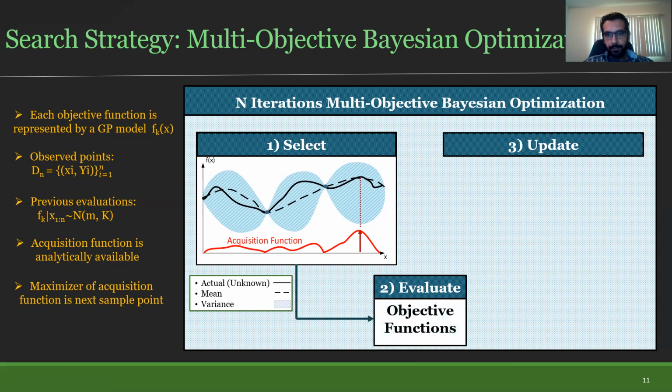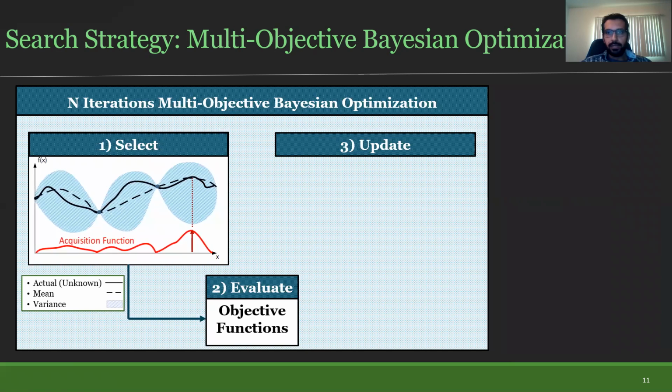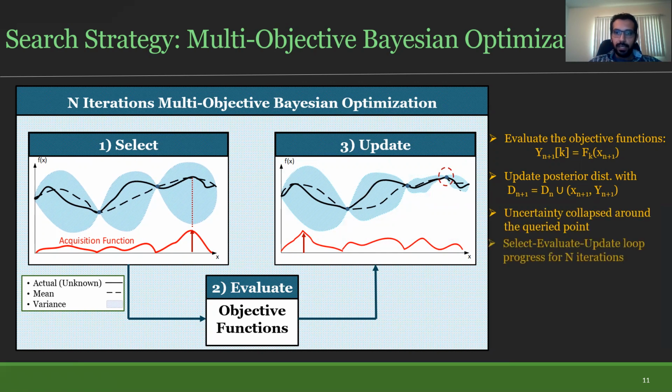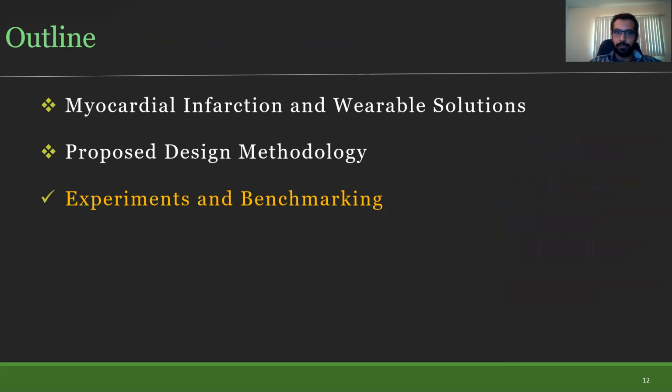Once the point is selected, the objective functions associated with it are evaluated. Then, once those objective functions are evaluated, we update the posterior distribution with the new point. And as you can see, the point which was selected has its uncertainty collapsed around it. Then the mean and the covariance are updated. Then a new point is selected where the new acquisition function would render a maximum value. This select, evaluate, update loop progresses for n iterations. The final output from the multi-objective Bayesian optimization would be a Pareto optimal set of architectures.